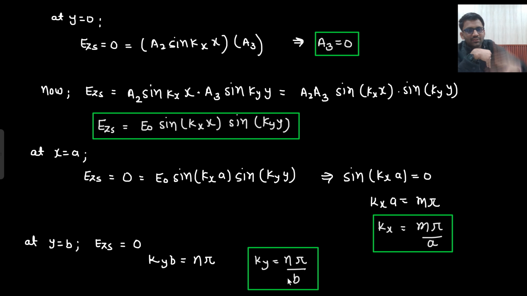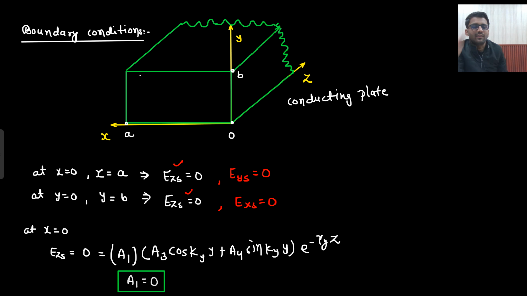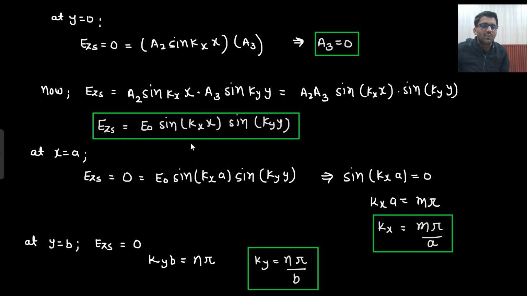This derivation is not important, but this process is important. In any question, they can ask you to apply the boundary conditions. So this process is important. Now, which equation have I got? E naught into sine m pi by a into x into sine n pi by b into y. Because I will put the ky value here and the kx value here, then I will get the expression of EZS.